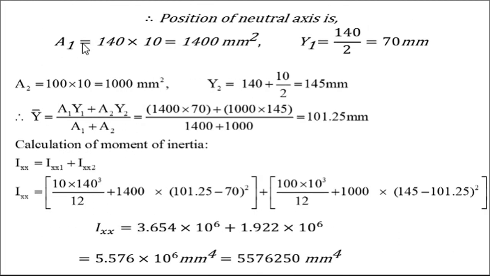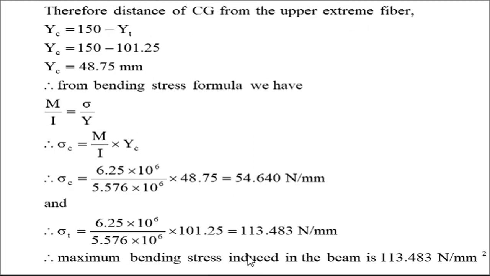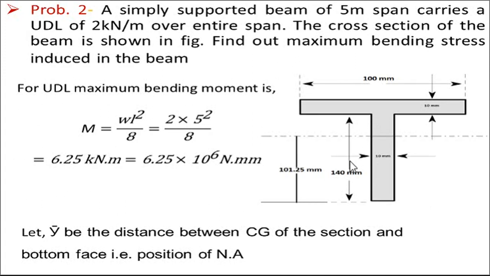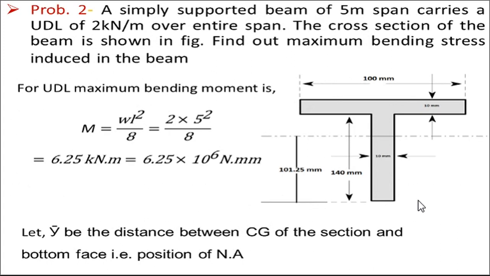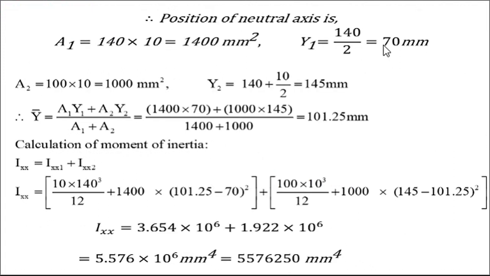So let us find out A1 for the web. You can see here the height of this web is 140 mm and the thickness is 10 mm. Multiplying, you will get the area of this web. And y1, that centroidal axis, is half of the 140. From the bottom face, the total height is 140 divided by 2, so we get the centroidal axis of this web. Directly 140 divided by 2, it is 70 mm. So that is y1, the distance of the centroidal axis from the bottom face.